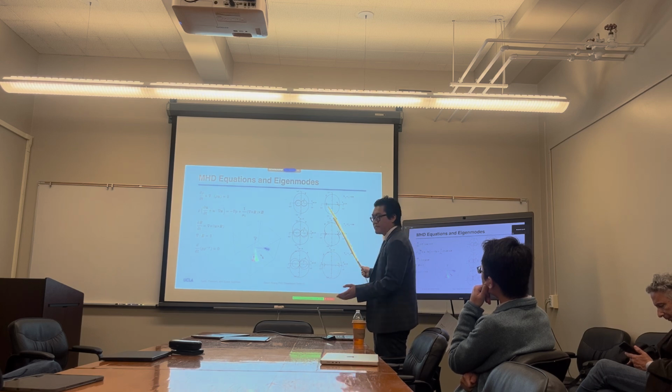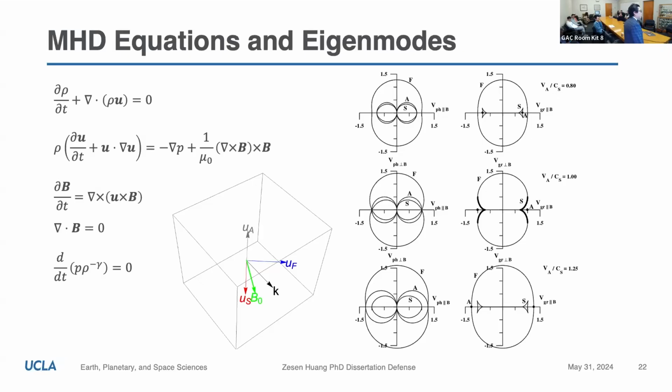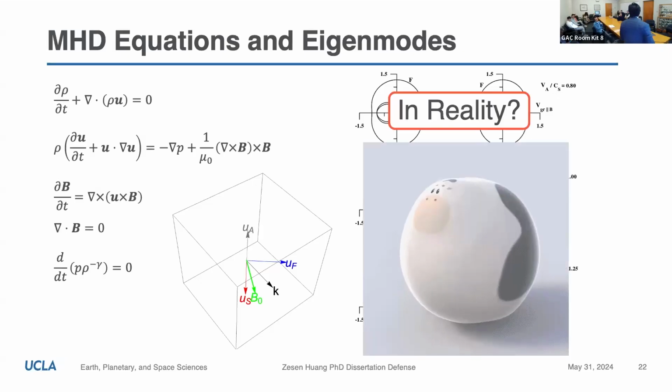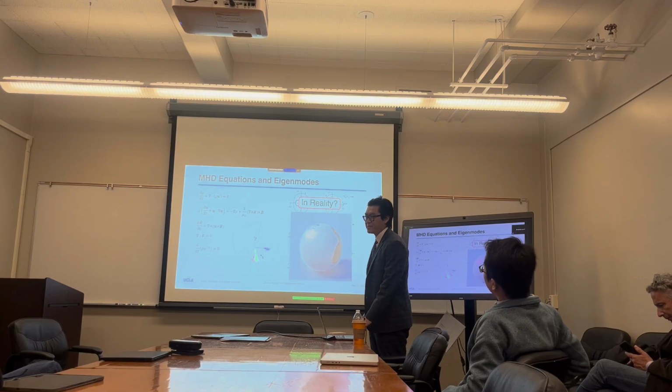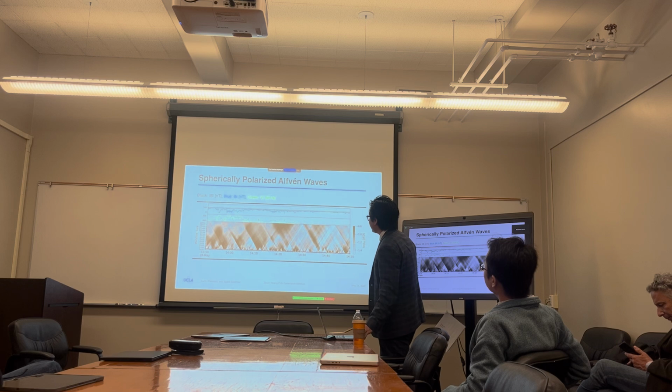But this is a very simple model, right? It's small amplitude, what we call a spherical curve in vacuum. It's very ideal. So in reality, what does an Alfvén wave look like? It actually looks like this.